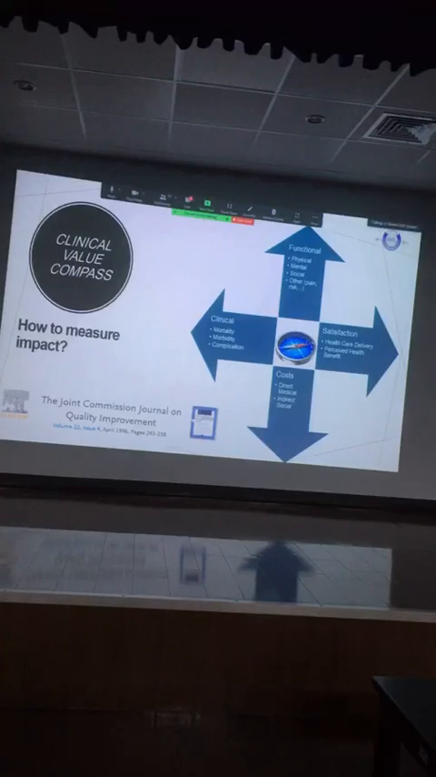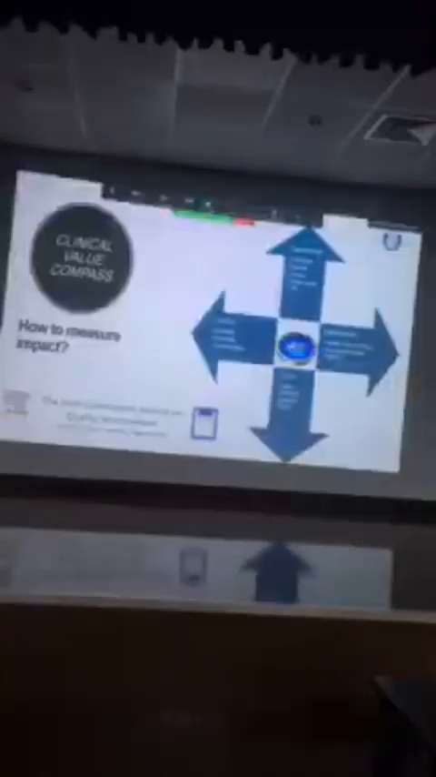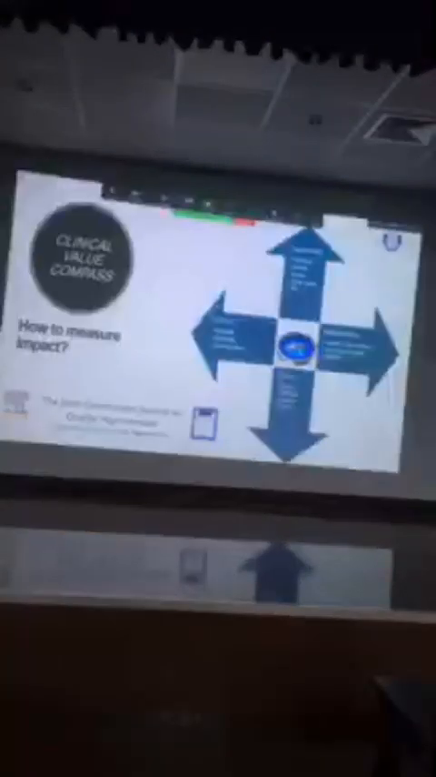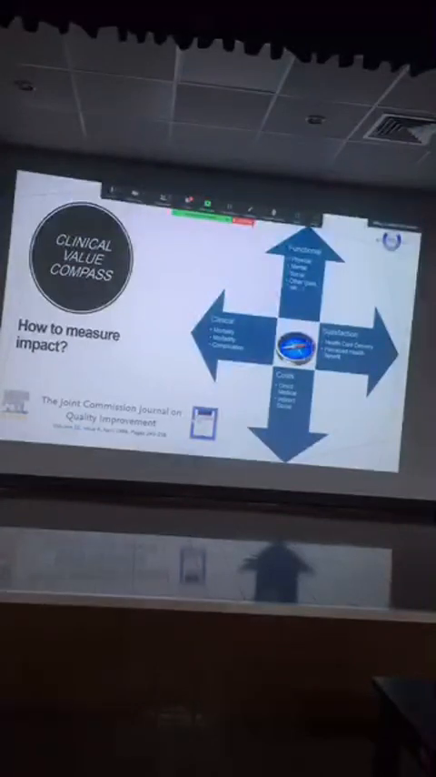Another way of deciding on the impact. So this is a tool published in the Joint Commission Journal on Quality Improvement. They call it the clinical campus. The clinical campus measures a project from different perspectives. So you look at the project from a functional perspective, a clinical perspective, cost, and then satisfaction. The more you hit in these areas, the higher the impact of your project.